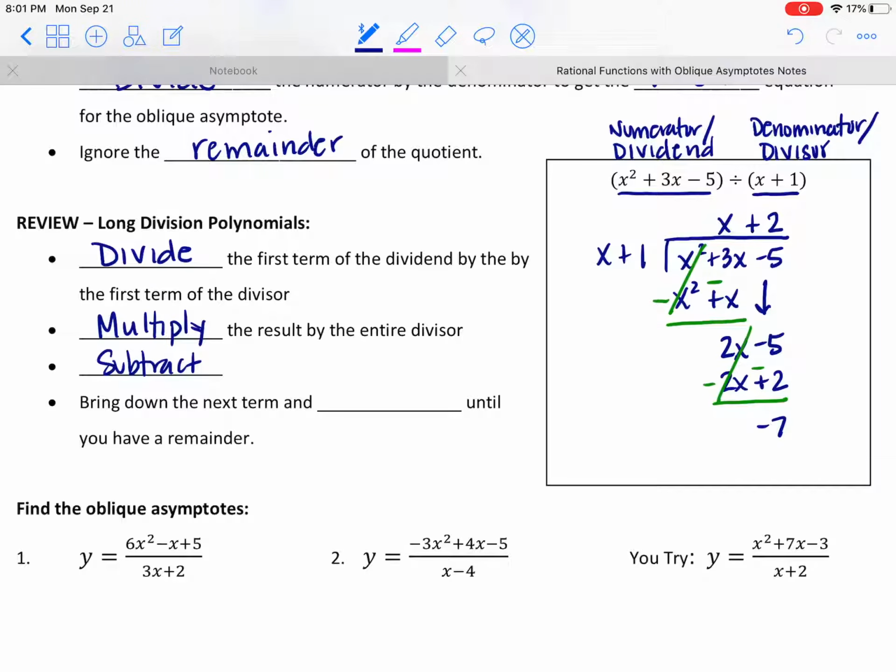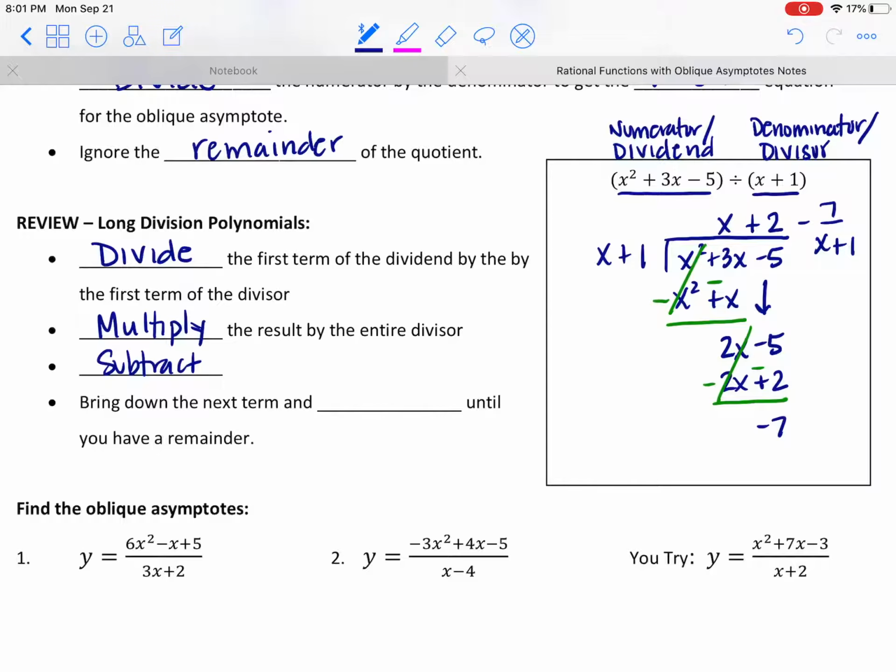Now, what we're doing with this division is looking for an oblique asymptote. We're looking for a linear equation as our oblique asymptote, and that is going to be the quotient. The quotient is our equation for our linear or slanted or oblique asymptote. The remainder piece, negative 7 over x plus 1, is not going to affect our oblique asymptote.